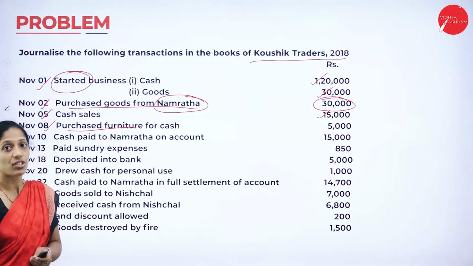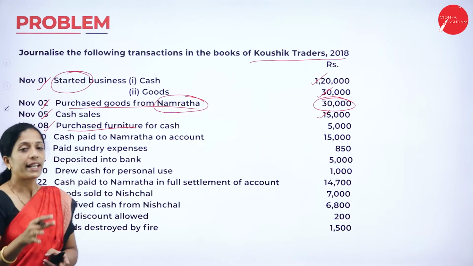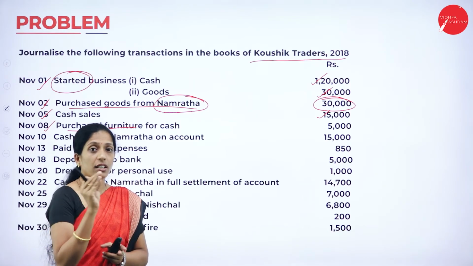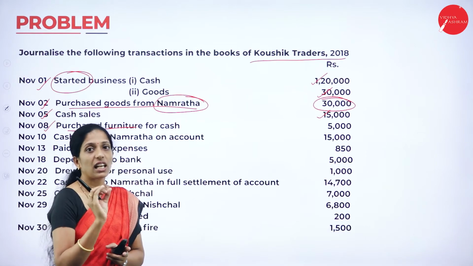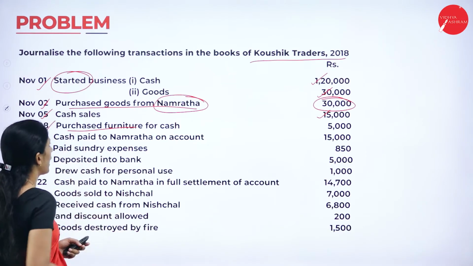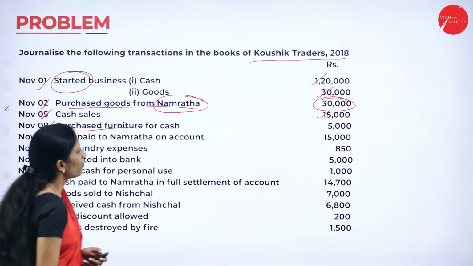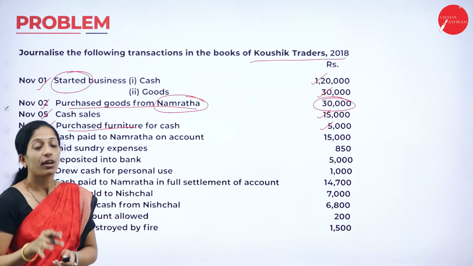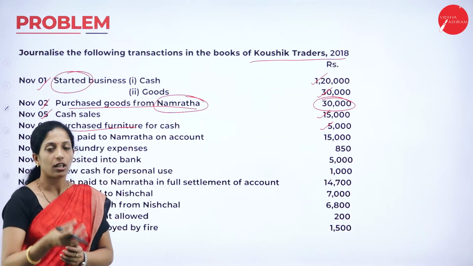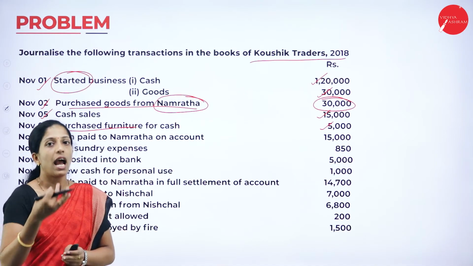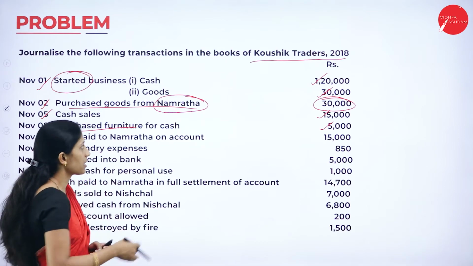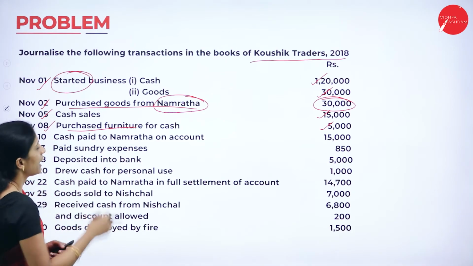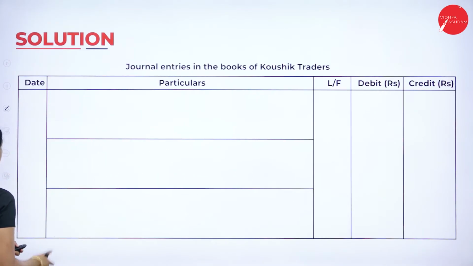So here they have purchased the furniture. Only in case of goods we will record it as purchase as well as sales. But relating to any other asset, we will write the name of the asset. So here they have purchased a furniture for cash worth rupees how much? 5,000. So what is your journal entry? Furniture account debit to cash account, because furniture comes to the business and cash goes out of the business. So your entry will be furniture account debit to cash account and the amount is 5,000.